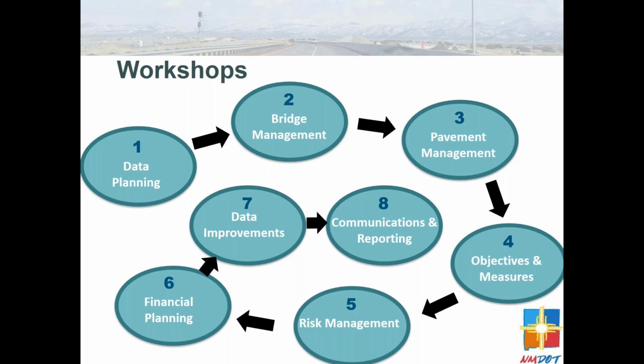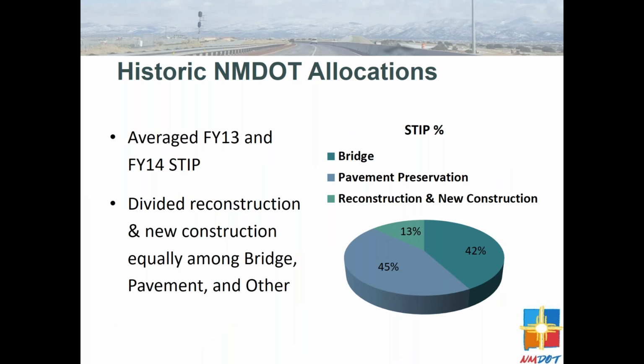In our financial planning workshop, we did some exercises to kind of come to group consensus on how to allocate funding between our pavements and our bridges. And then we also looked at, through this process, what type of data improvements are required. So the last piece, we haven't done our communications and reporting workshop yet. We've still been trying to really get the TAMP into a draft format so that we can go out and identify what type of additional marketing we're going to need to do both internally and externally.